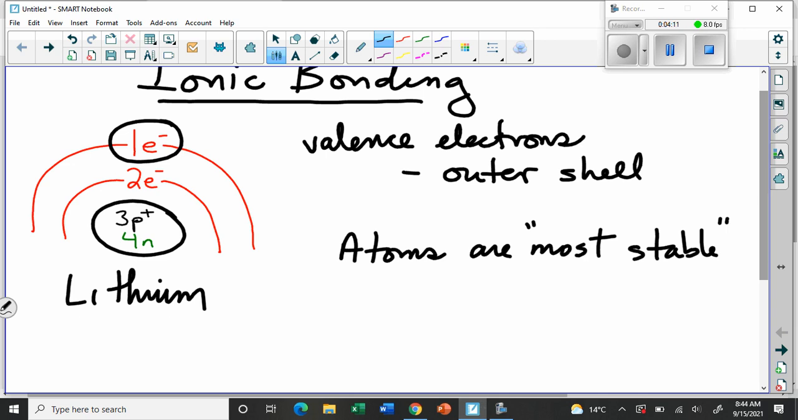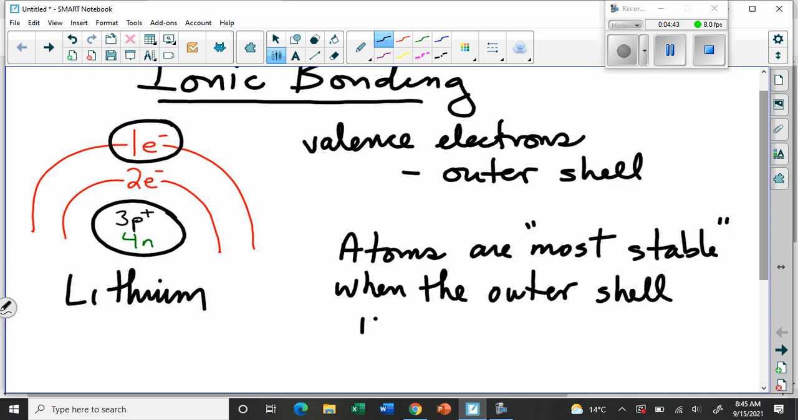Everything wants to settle down to the least energy. That's kind of the way the universe works. And so what we're talking about when we say most stable is a situation or a condition where everything is less hyper, less energetic, okay? So atoms are most stable when the outer shell is full. Now, what do we mean by full?